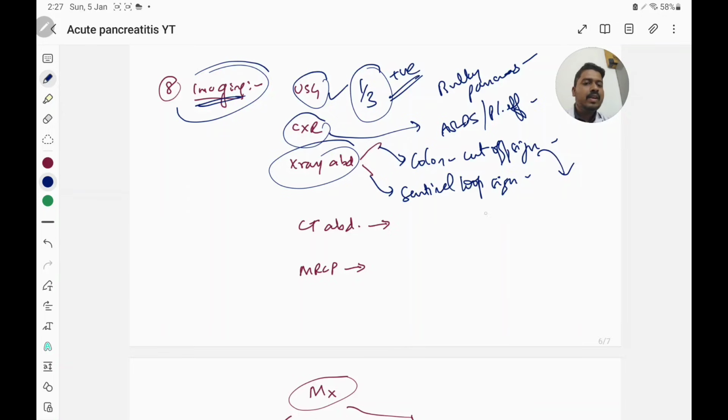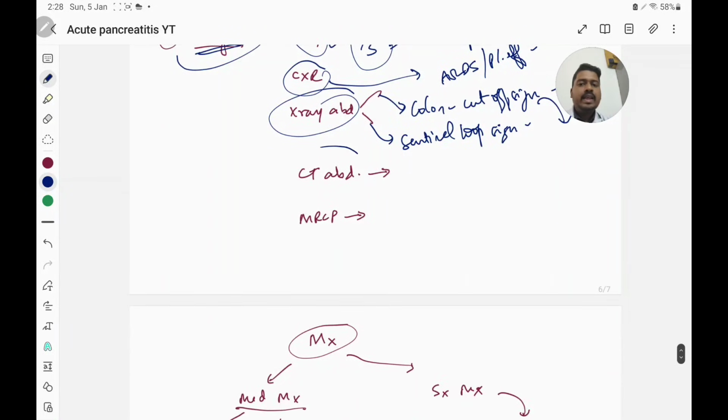Colon cutoff sign means this is your transverse colon and this is your descending colon. This splenic flexure is there. Here you can see a prominent gas shadow, but you can't see it here because the inflamed pancreas will be obscuring this. So that's why here you will be seeing prominent gas shadows, and here you won't be seeing much. That is the colon cutoff sign.